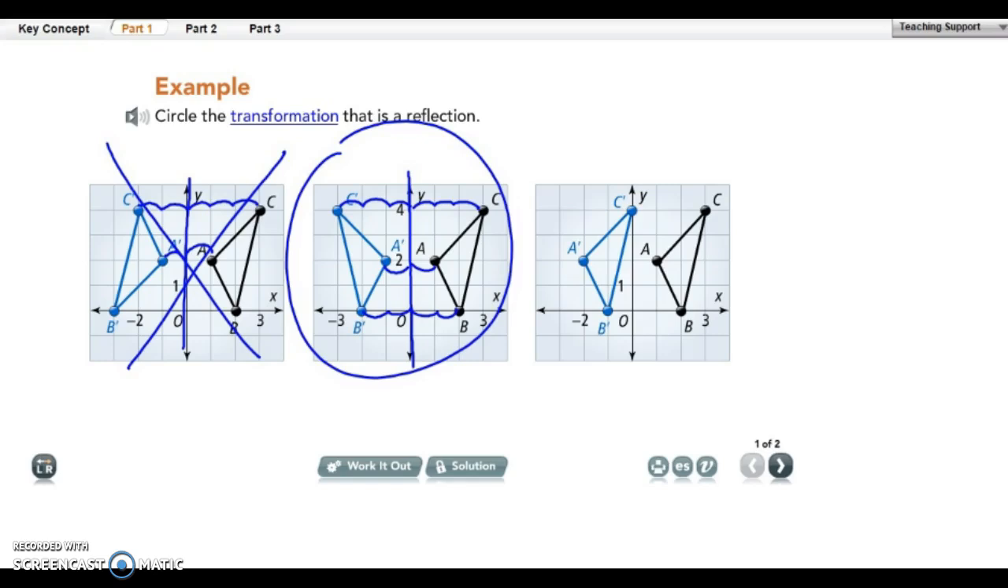Let's look at the last one. From A to A prime, it has translated 3 units to the left, but it has not actually flipped over. So this one is a translation, not a reflection.